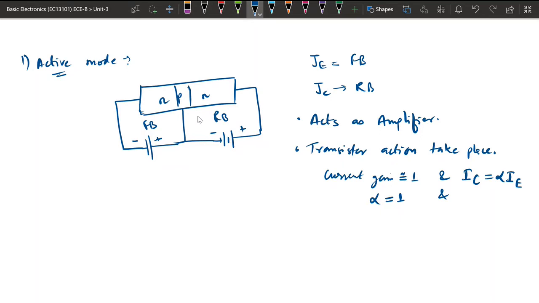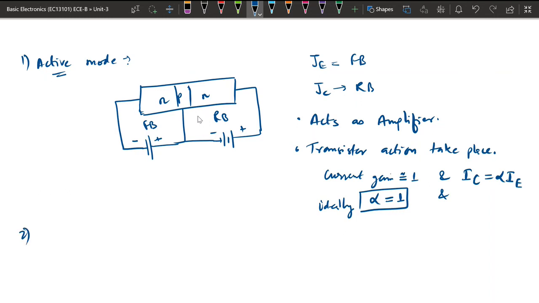Okay, ideally this alpha is 1. Practically it will be slightly less than 1, around 0.998 or 0.98. So we are having alpha equal to 1 in the ideal case. So this is the active mode.